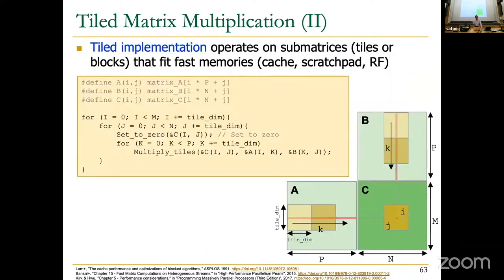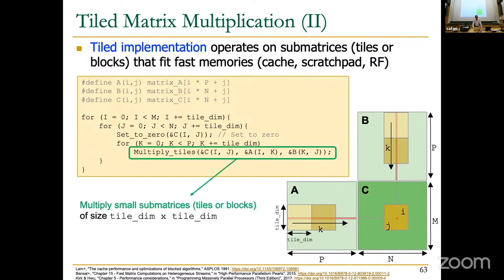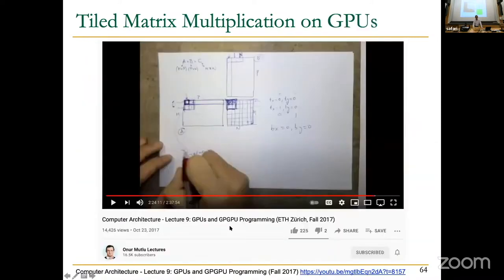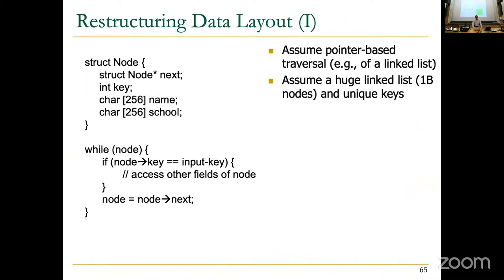Of course, this requires more work. Basically, this is the tiled implementation. You can see that the loop iterations are divided into tiles. Basically, you operate on sub-matrices as opposed to the matrices. And hopefully, these sub-matrices fit in the cache, scratchpad, register file. You can optimize for different levels in the hierarchy also. Okay, so that's basically what you do. You multiply small sub-matrices over here. If you want to know more, there are actually lectures that cover this in more detail, but we don't have time.